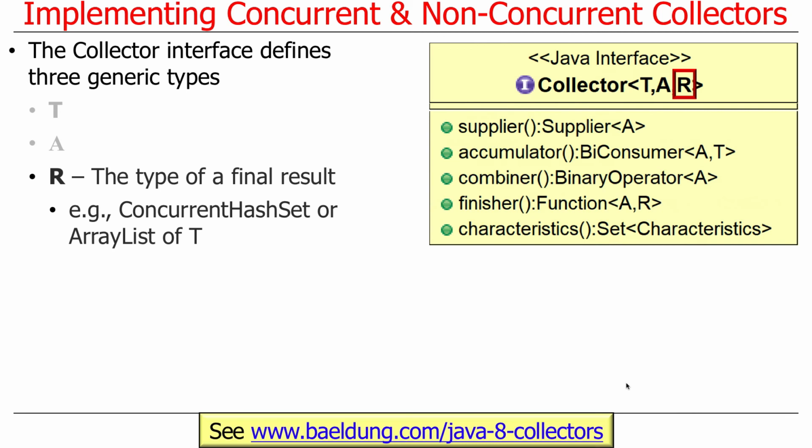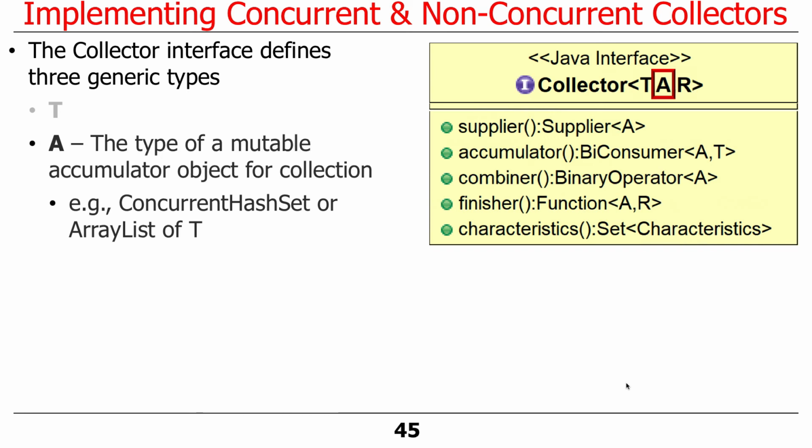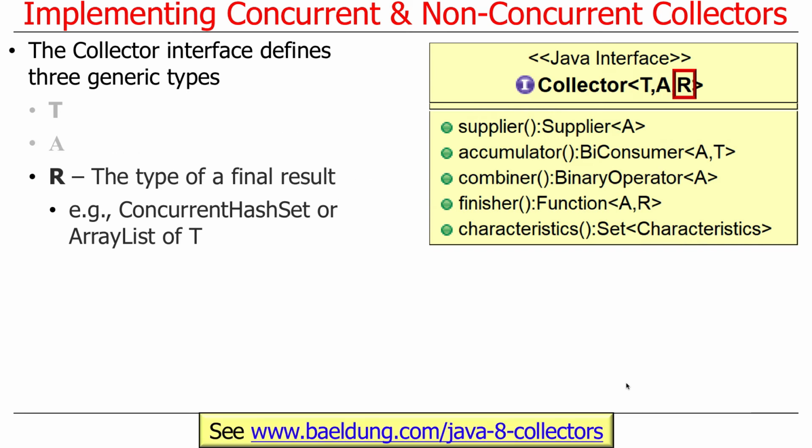And then the final thing we have is R, which is the final type of the result, which sometimes is the same as the type of the accumulator. So it might be a concurrent hash set, or it might be an array list of type T, but it doesn't have to be. And so you can actually have different types returned as the return type than you're accumulating. And it's the job of something called the finisher function, which you can see up here, to do that transformation if necessary.